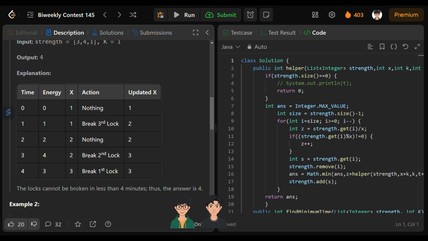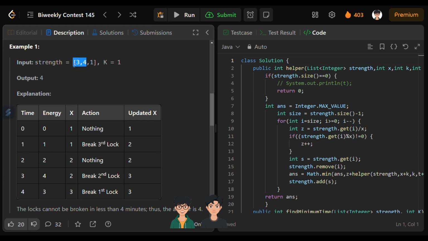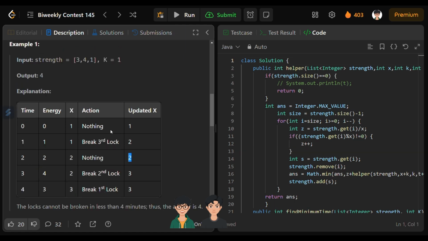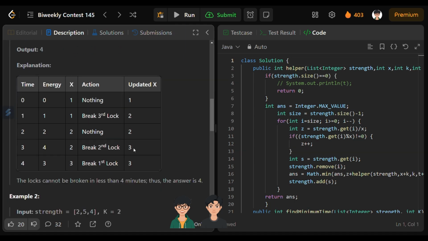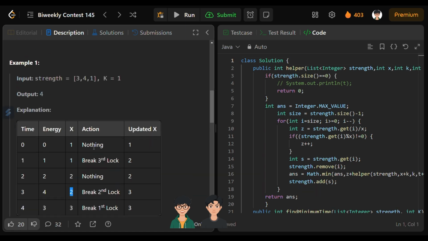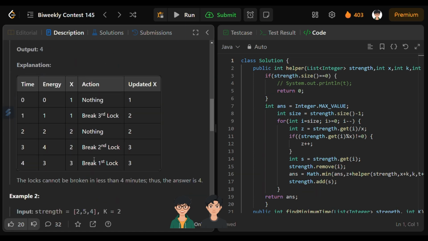So you can't break anything now because 3 and 4 are greater than 2. And after that, your energy will become 4 because it increased by 2. Then you can break the second lock, this 4, and you break it. Now your x increased to 3, like it was 2 and it increased by 1, and it got to 3. And next time the energy is now 3 and you break the first lock.